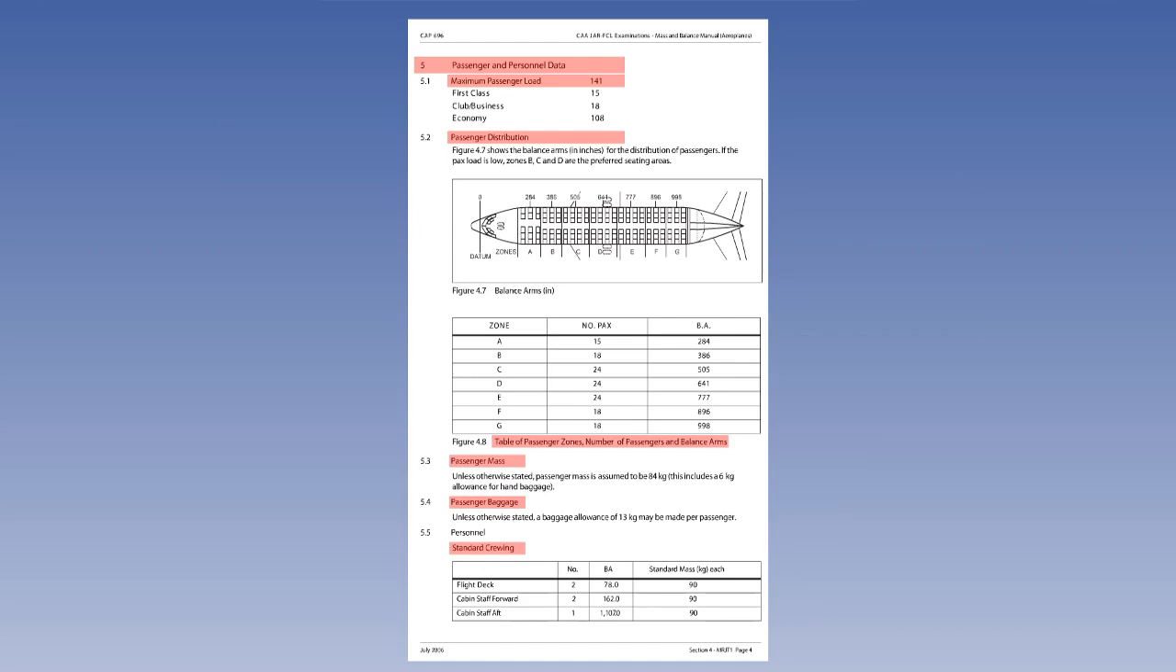To complete the lesson on extracting data from CAP 696 for the medium-range jet transport, it is necessary to be aware of the page containing passenger and personnel data. The passenger information includes maximum load, distribution, zones and their balance arms, standard mass and baggage allowance. Allowance for crew is in a separate table. Extraction of data is simply a matter of looking in the appropriate table.